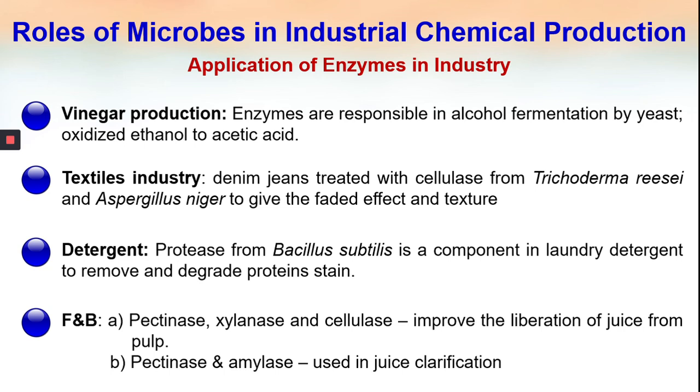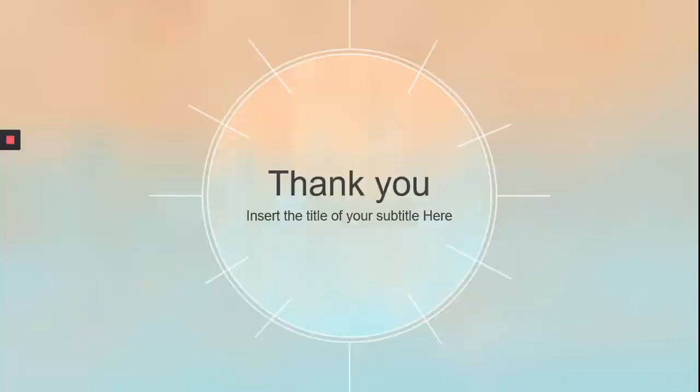Detergent, as I said just now, contains protein from Bacillus subtilis as a component in laundry detergent to remove and degrade protein stains. Also in food and beverages, pectinase, xylanase, and cellulase are used to improve the liberation of juice from pulp, meaning the separation of the juice from the pulp to create a clear juice, such as apple juice. Pectinase and amylase are also used in juice clarification.